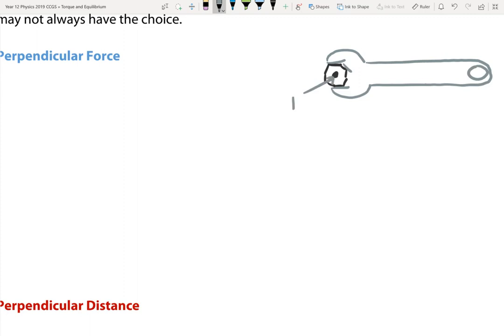Now, I'm going to highlight the center of that and call it a capital P, which stands for pivot. You need to identify the pivot in any diagram if it is not already. We're going to draw then a dashed line to where we apply our force. This dashed line is known as the line of action. It is the distance from the pivot to the force.